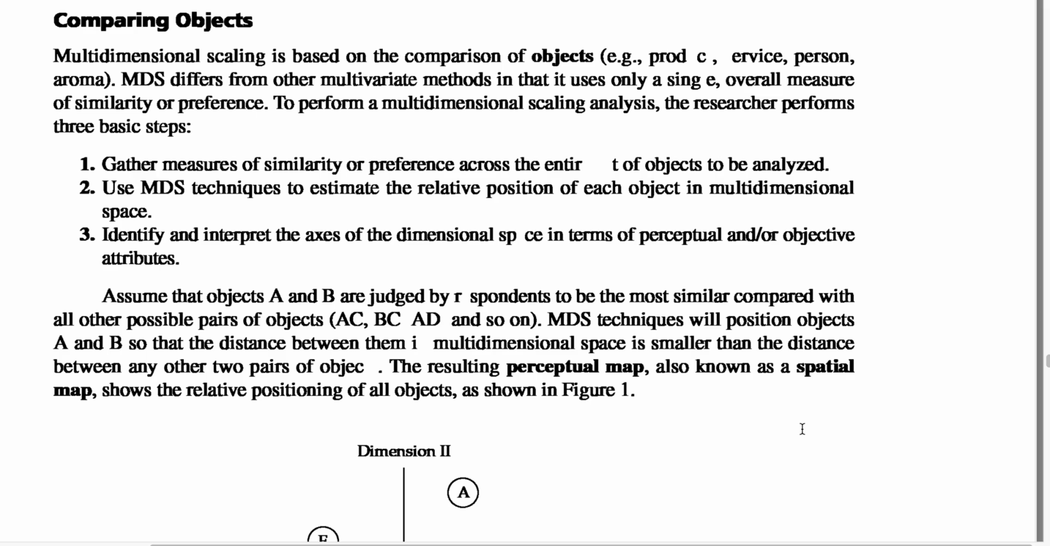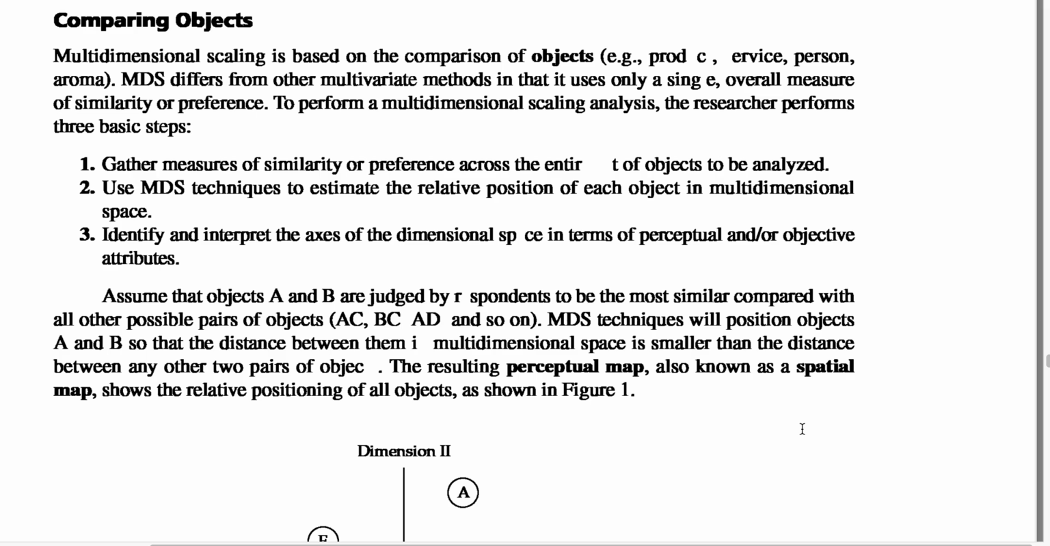Assume that objects A and B are judged by the respondents to be the most similar. Compare with all other possible pairs of objects: AC, BC, AD and so on. The multidimensional scaling technique will position objects A and B so that the distance between them in multidimensional space is smaller than the distance between any other two pairs of objects.